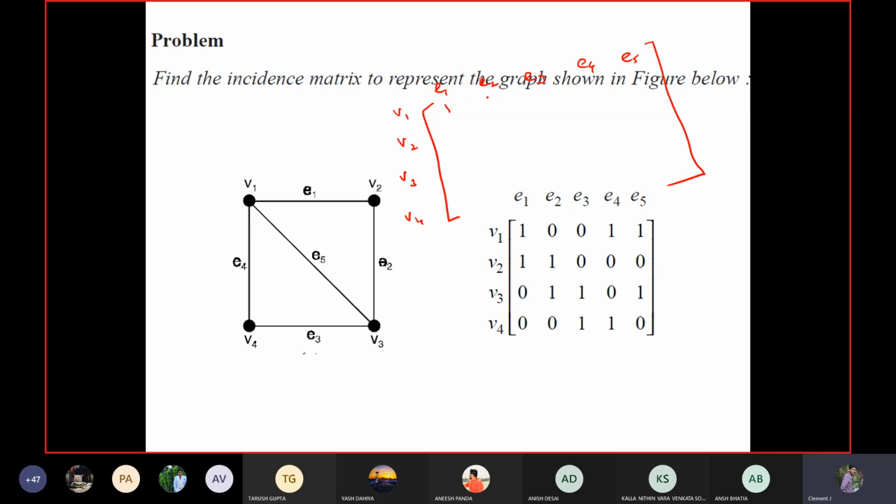E2, can I put 1? No. 0. Very good. Next. E3? 0. E4? 1. E5? 1. So by the same way, for the V2 row, can anyone try to say a quick answer?